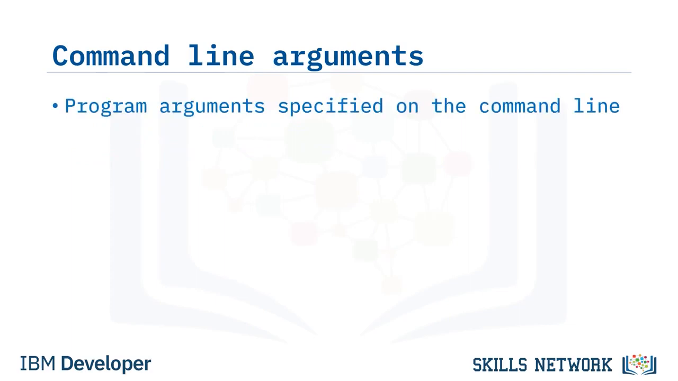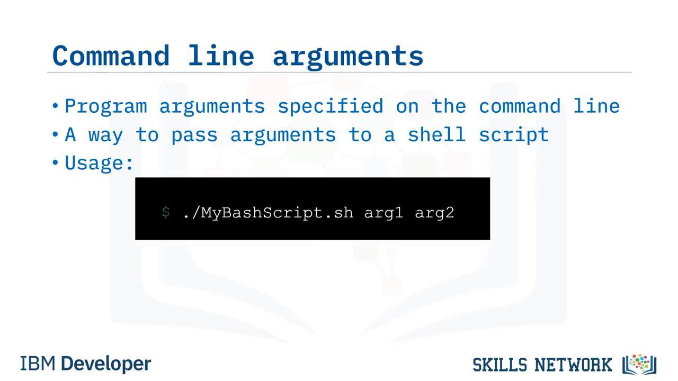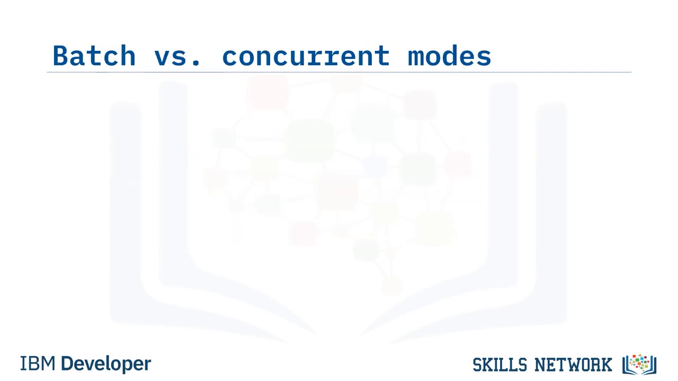Command line arguments are arguments used by a program that are specified on the command line. In particular, they provide a way to pass arguments to a shell script, which is itself a program. Command line arguments for a bash script are specified like this. Here, the arguments arg1 and arg2 are passed to mybashscript.sh.